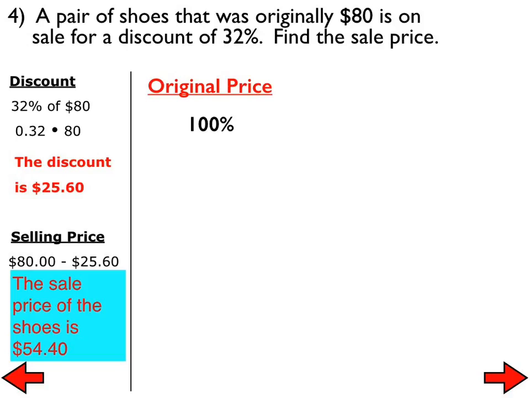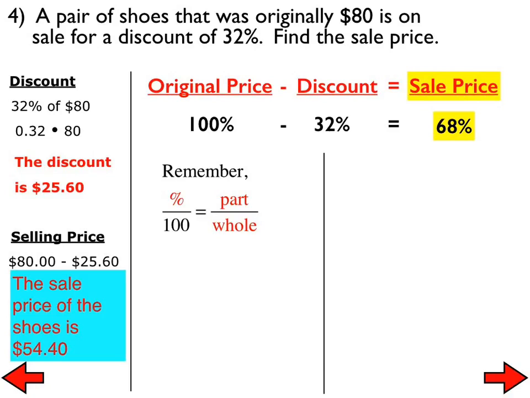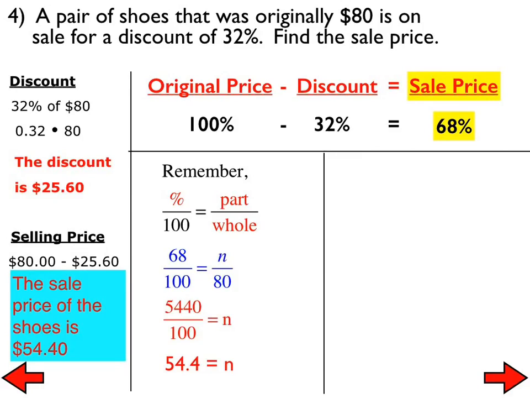So the original price is obviously 100%, right? The whole price, $80. But if you take away how much you're not paying, which is because it's on sale, discount of 32%, you're only paying 68%. So that's the percentage you're going to use in your proportion. 68 over 100 equals part over whole, and the whole thing costs $80. So that's the bottom number. Solve for n, you should get the same answer, $54.40.